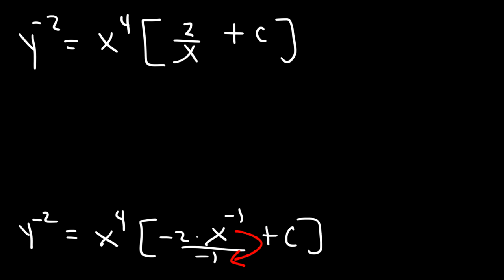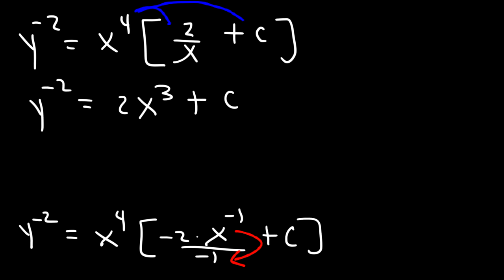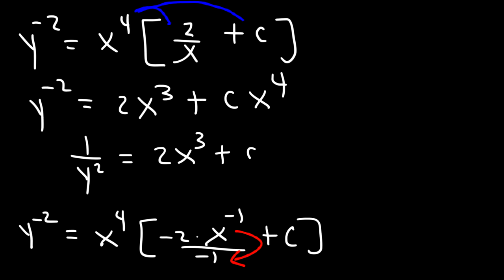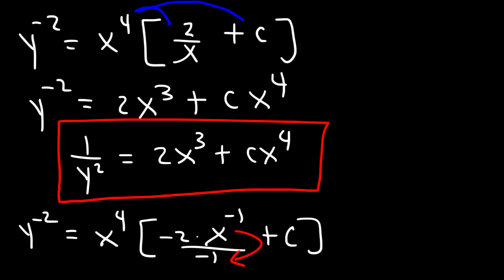Now our next step is to distribute x to the 4 to 2 over x and to c. So we're going to have y raised to the negative 2, and then x to the 4th divided by x is just x cubed. So this is 2x cubed, and then plus c x to the 4th power. Now typically, if you have negative exponents and if you can get rid of them, it's a good idea to do so. So we can say the final answer is 1 over y squared, which is equal to 2x cubed plus cx to the 4th power. And so that's how you can solve Bernoulli's equation as it relates to differential equations.